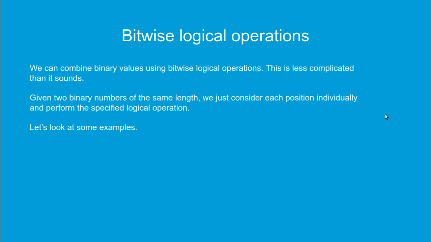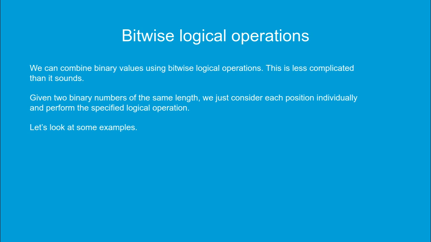Okay. Let's talk about bitwise operations. So we can combine binary values. Binary values are just numbers expressed with the 2-digit binary number system, right? Zeros and ones. So we can combine binary values using bitwise logical operations. Okay? It's less complicated than it sounds. It sounds complicated, bitwise logical operations. You're like, oh my God, what is that?